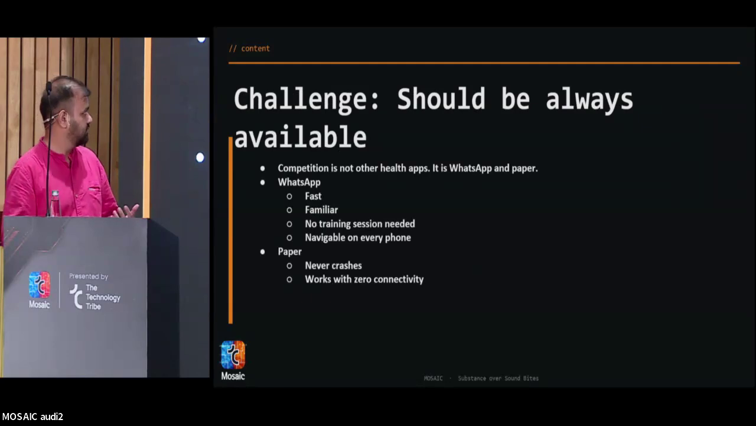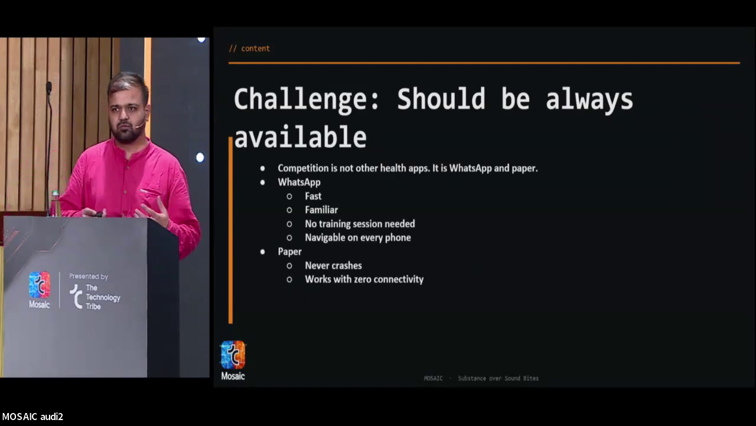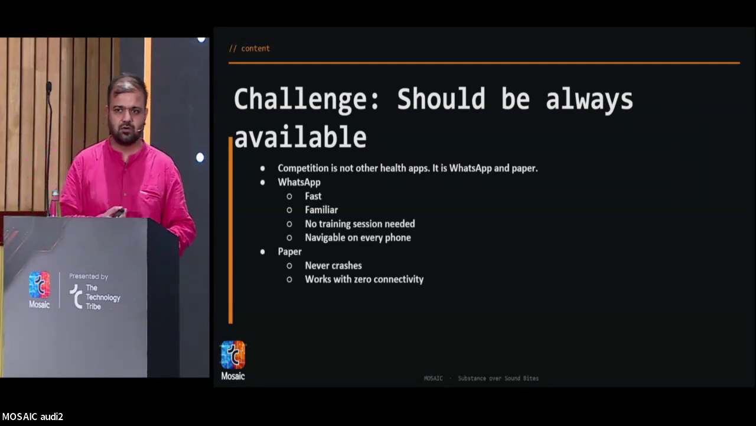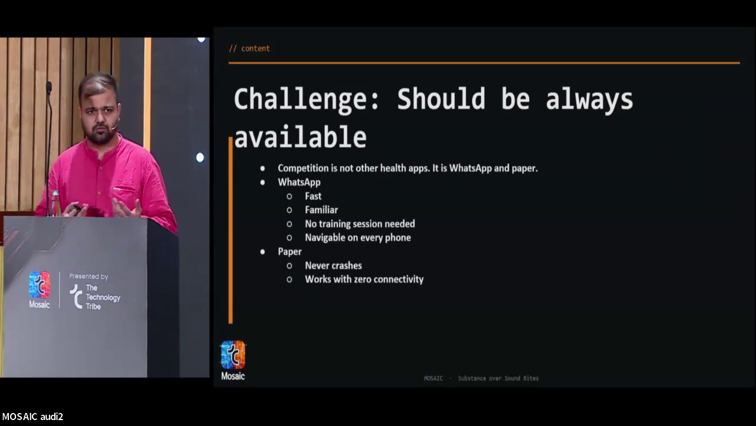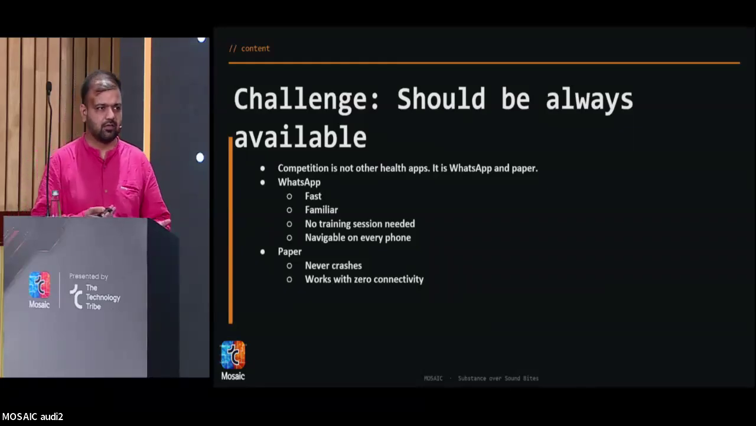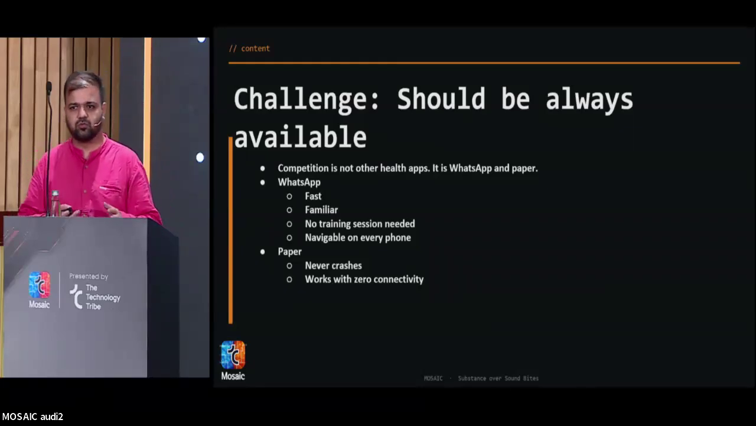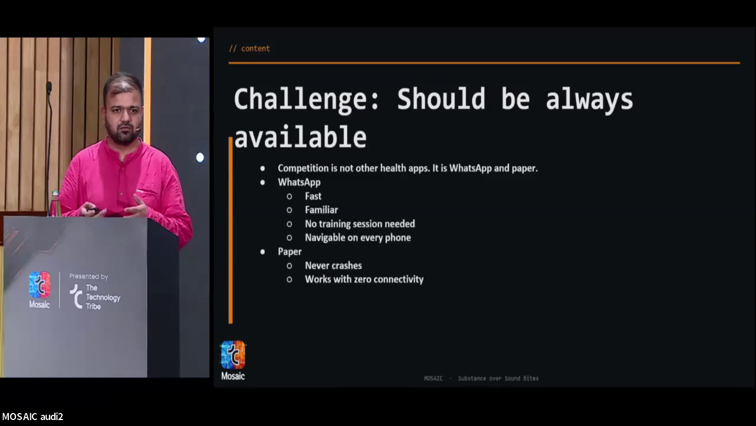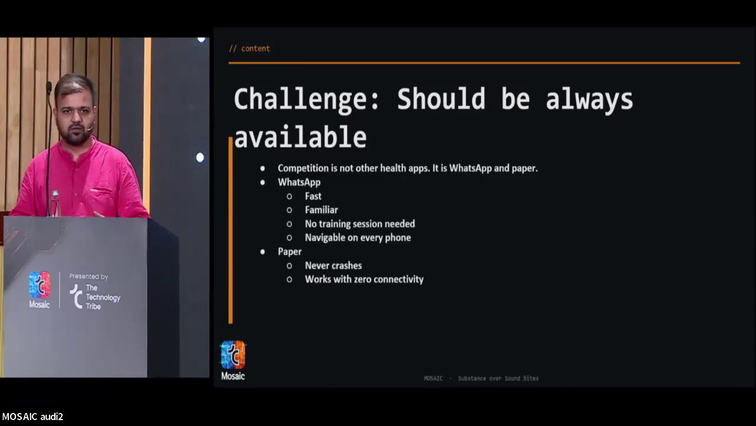The second challenge has been working in poor network connectivity areas. Our typical frontline workers are working in rural fields. Network is patchy, connections are slow, and the user does not have any patience for dealing with server downtime. We had to make sure that the app works every single time, and our benchmarks have been WhatsApp and paper because that's what our users are most comfortable with.